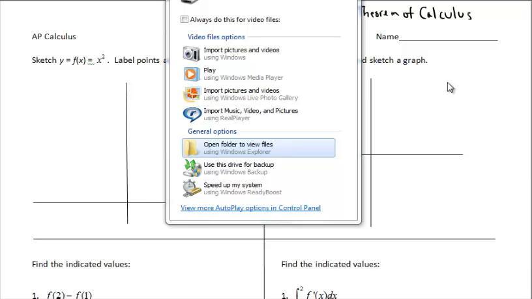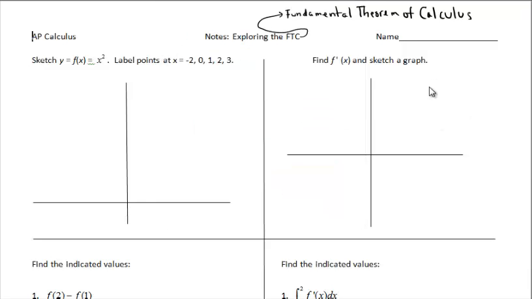Hey guys, we're going to be exploring the fundamental theorem of calculus. That's what FTC stands for, and you can use FTC, that abbreviation, in your work as we talk about the fundamental theorem of calculus.